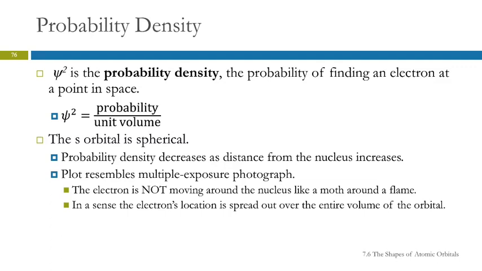A moth is a Newtonian object. It is deterministic, and you can predict where it is and what it's going to do. It might be really irregular, like a bat flying around, but it can be predicted. An electron cannot be predicted like that. So in a sense, the electron's location is spread out over the entire volume of the orbital. So it's like everywhere in there, but then when you make it act like a particle, it has to be in one place. But when you're not observing it, it's occupying the whole space.